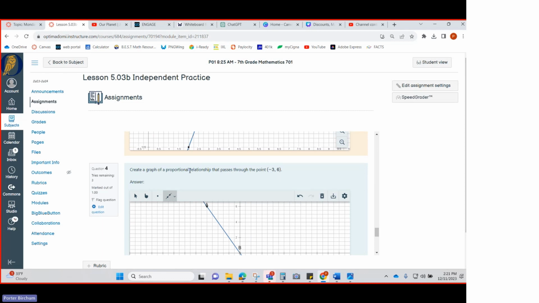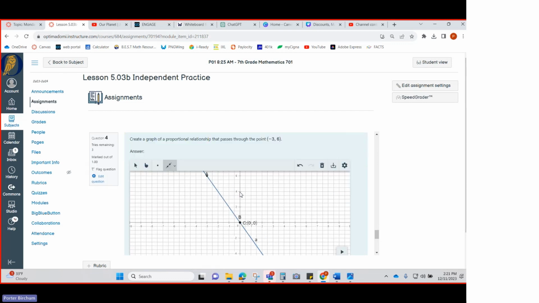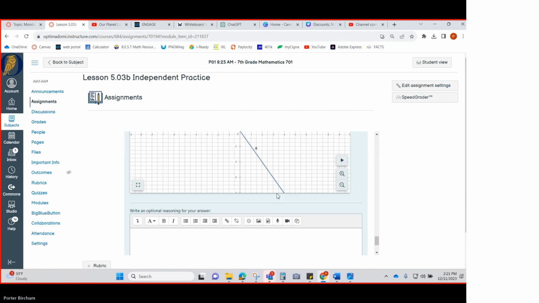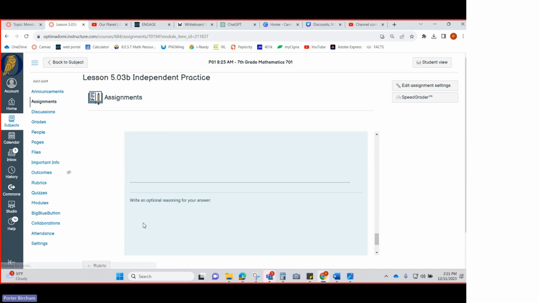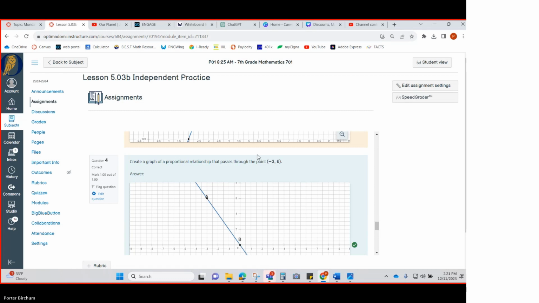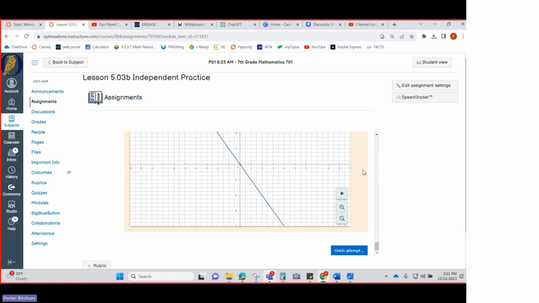Okay, so a proportional relationship means it's a straight line that passes through the origin. So one of my points is 0, 0, and the other point is going to be -3, comma 6. Got to pass through that, right? Let's check. Hey, still correct, even though I did the dots first and then the line. Cool. All right, those are all the questions.